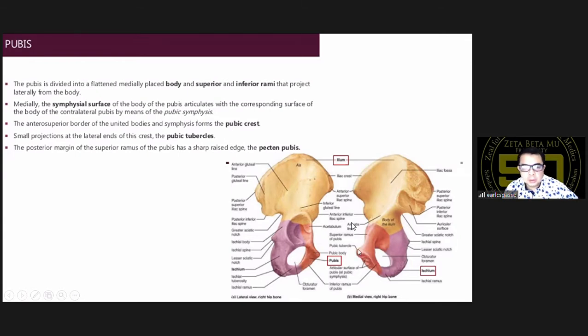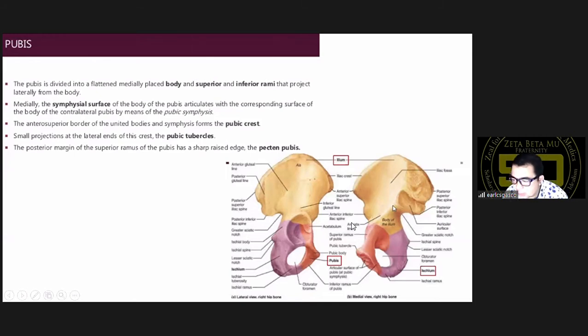The posterior margin of the superior ramus of the pubis has a raised edge. So superior ramus, orient yourself first. Inferior ramus, superior ramus. Posterior to it, sa likod nito, is the pecten pubis or the pectineal line. What is the significance of the pectineal line?